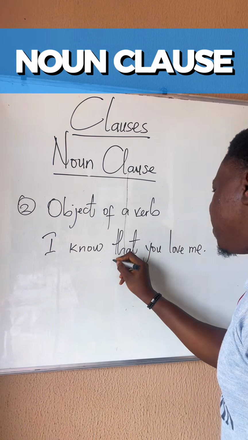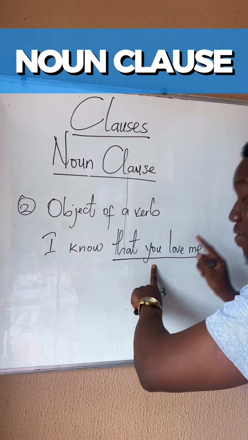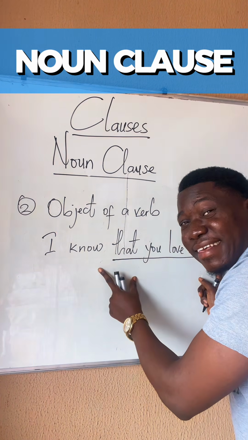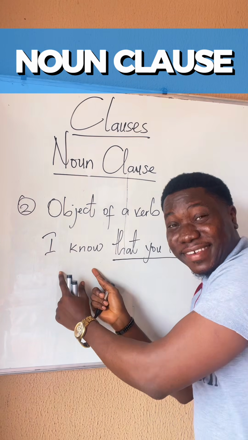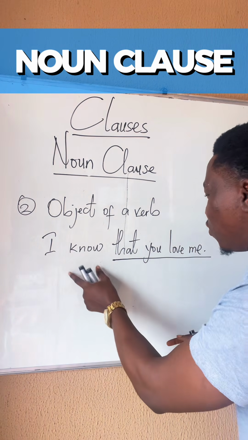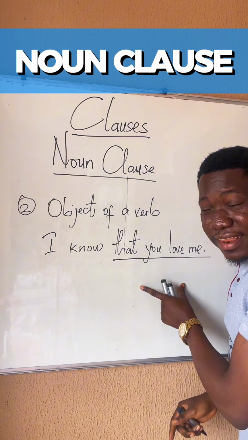That you love me here is a clause. You have the subject, you have the verb. So this is a noun clause acting as the object of the verb know. I know that you love me. This is a noun clause.